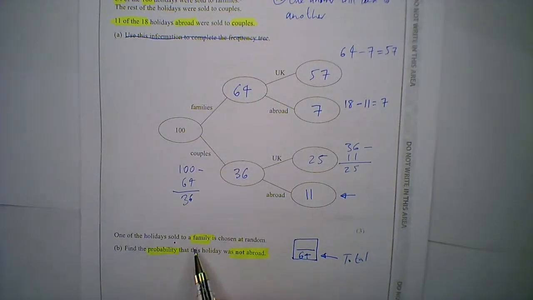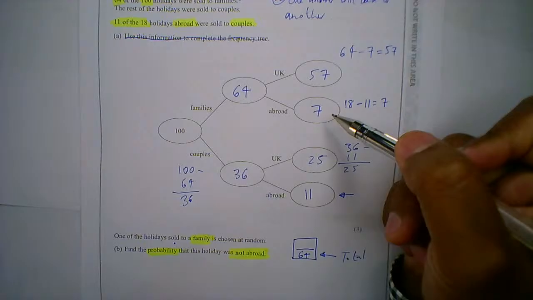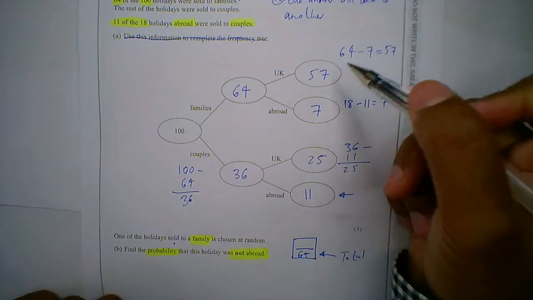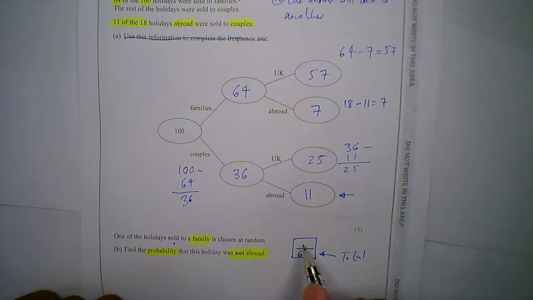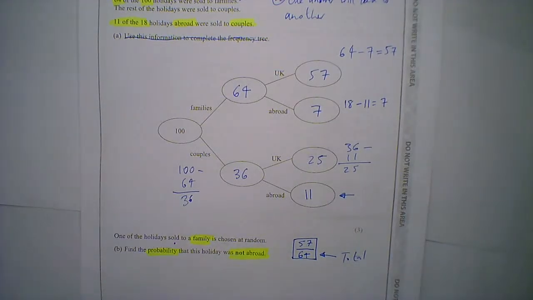One of the holidays sold to a family is chosen at random. Find the probability that this holiday was not abroad. So not abroad, abroad is 7, and not abroad is 57. So we put here 57. And so that is my answer.